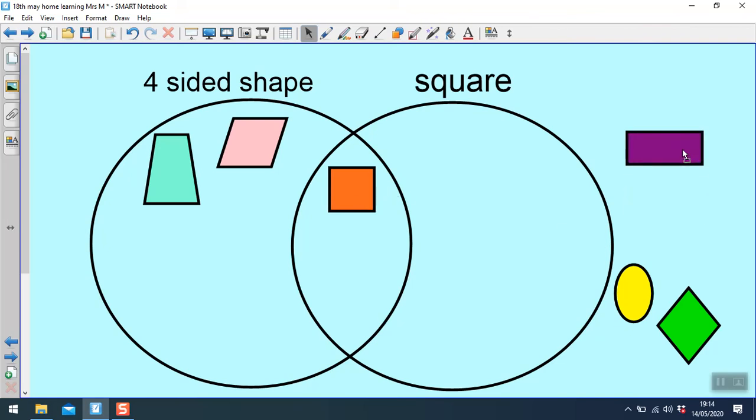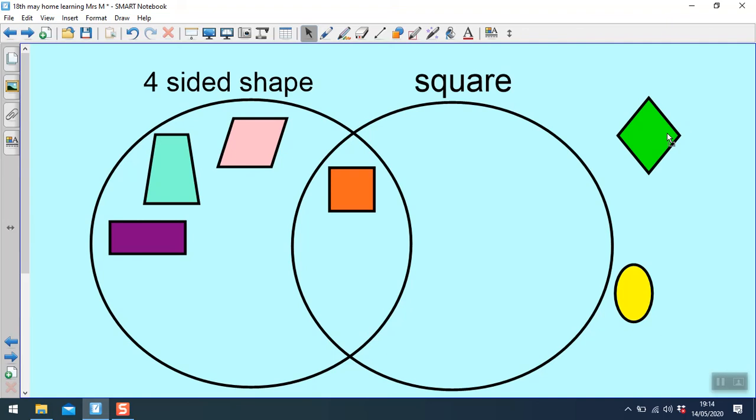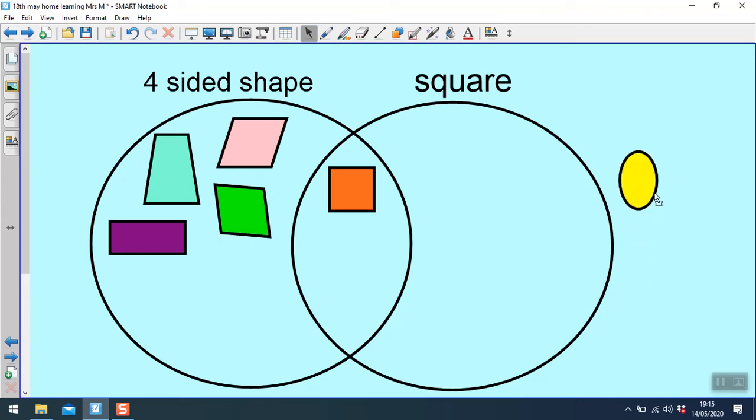This here is a rectangle. It's got 4 sides, but it's not a square, so it goes here. This here is a diamond. It's got 4 sides, but it's not a square. Even if I spin it around, you'll see that it's still not a square, so it needs to go in here. This is an oval. It doesn't have 4 sides, and it's not a square, so it needs to stay on the outside. Notice that there's nothing in this section, and that's because all squares have got 4 sides. Well done if you got that right.